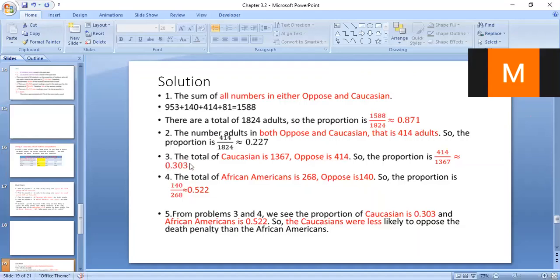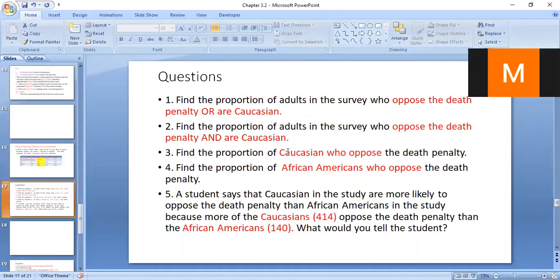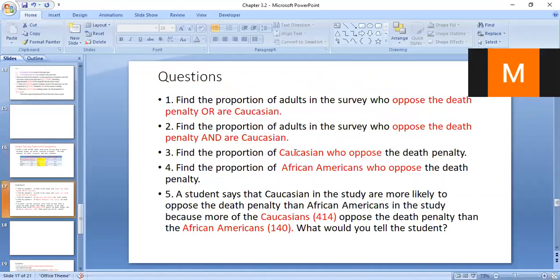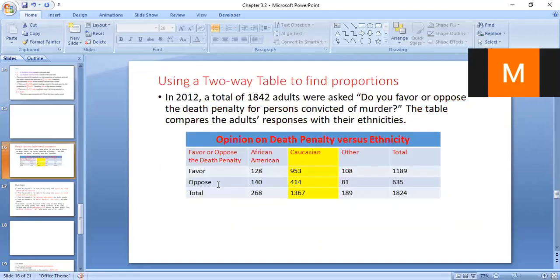And I go to number 3, the total is Caucasian. The question 3 asks for the proportion of Caucasian who uphold the death penalty. You look at the Caucasian row, the total is 1,367. But the question is to find the proportion who uphold the death penalty. Uphold is 414. Right? Uphold the death penalty, this is 414.